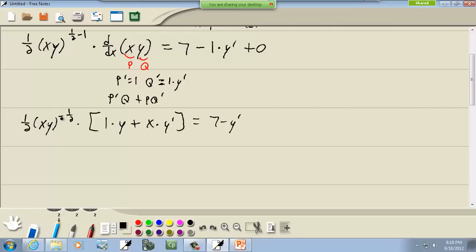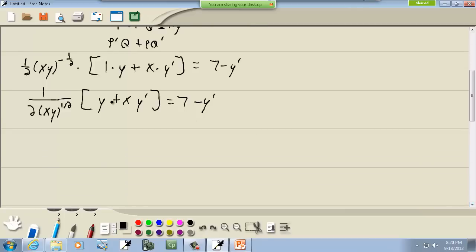Well, here we don't want a negative exponent, so I'm going to take that downstairs. So this becomes 1 over 2xy to the 1/2 times, that's y plus x y prime, equals 7 minus y prime. Well, I'm going to multiply these together. Basically, this just goes up on top. So we got y plus x y prime over 2xy to the 1/2 equals 7 minus y prime.